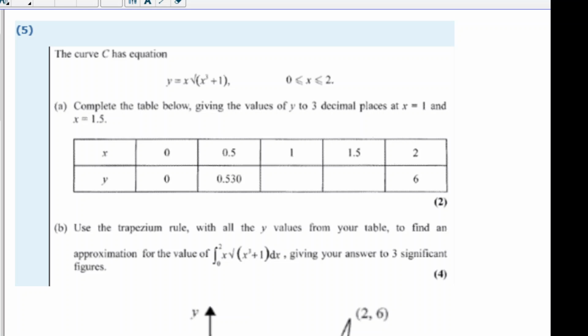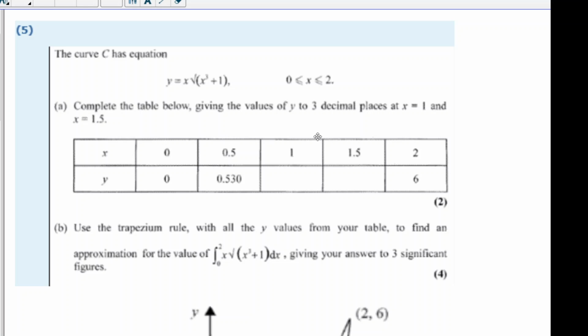So this is the test review for Chapter 9 of AICE 2, and we're going to start with this question here. The curve has equation y equals x times the square root of x cubed plus 1 between 0 and 2. Now this would be something that would be really difficult to integrate at this point, so we're going to do this by the Trapezium Rule. Now, one thing you might notice that was slightly different from the questions in class is they've already created a table for you.